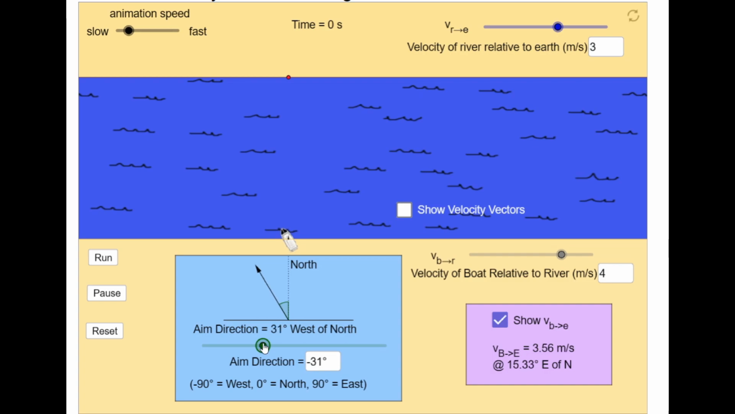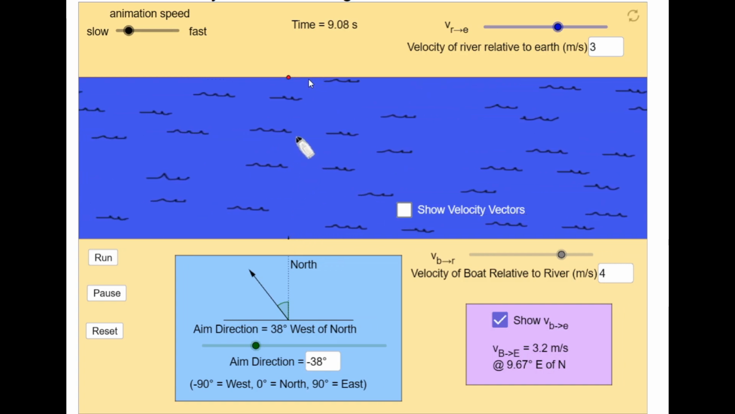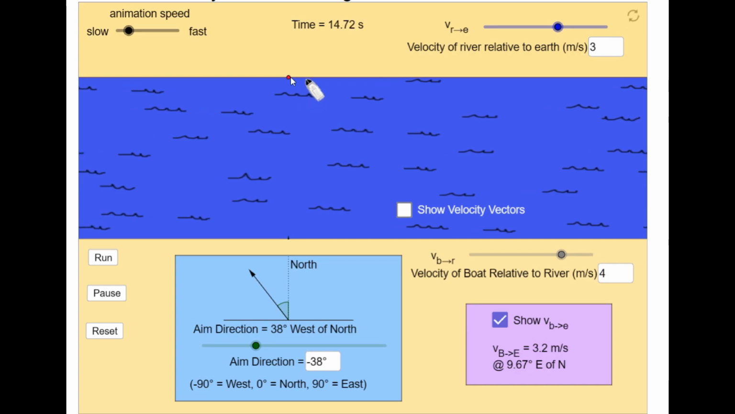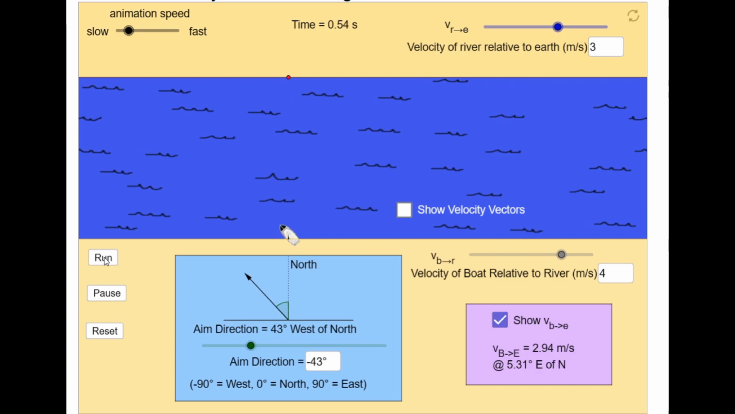If the boat is moving straight across the river, that is, perpendicular to the river flow, the magnitude of the resultant velocity can be found using the Pythagorean theorem. v resultant equals square root of v boat squared plus v river squared. The direction of the resultant velocity can be found using the inverse tangent. Theta equals sin inverse of v boat by v river.